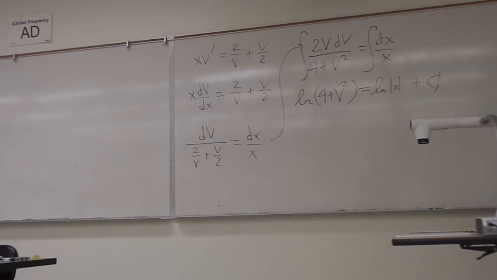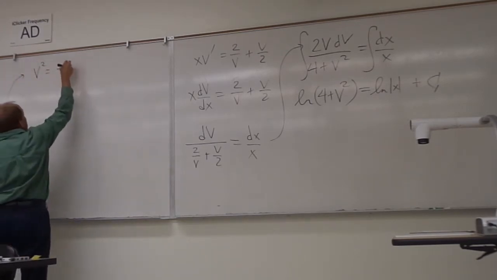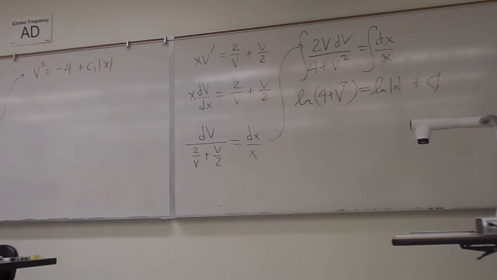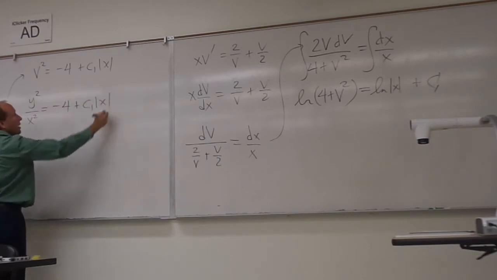All right, now I need to subtract 4. Basically, I need to solve for y, right? So I'm going to subtract 4, and I'm going to get v squared equals negative 4 plus c1 absolute x. Put the 4 on the other side, the minus. Okay, now what? Substitute back. Right, substitute back. What's my substitution here? This is for homogeneous. Oh, I erased it. It's y over x. Okay, so this becomes y squared over x squared equals negative 4 plus c1 absolute x.